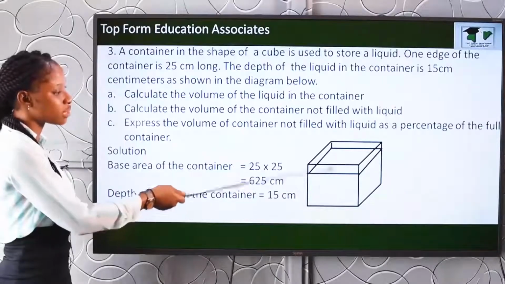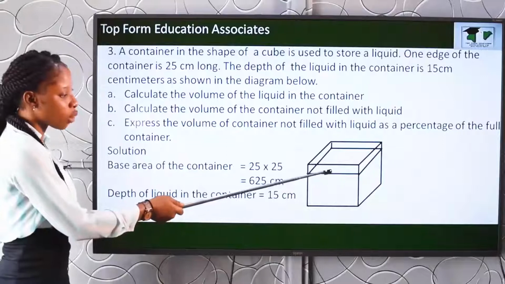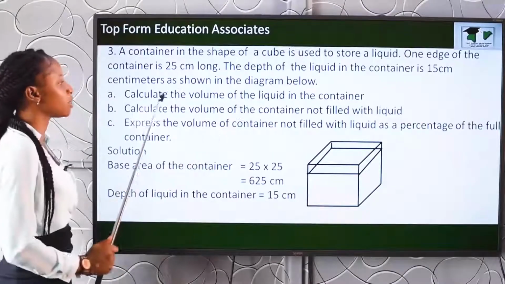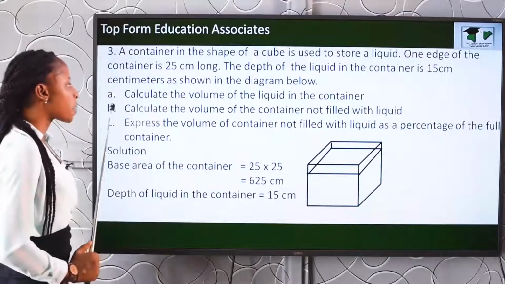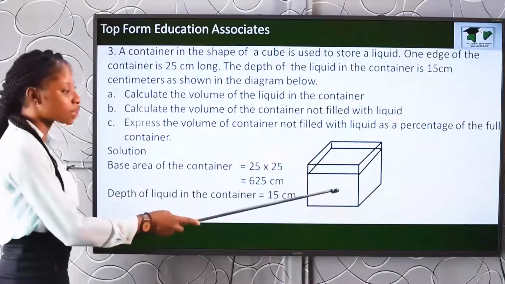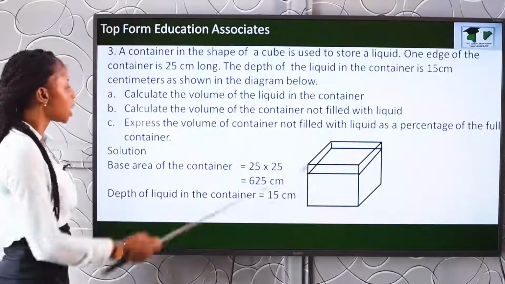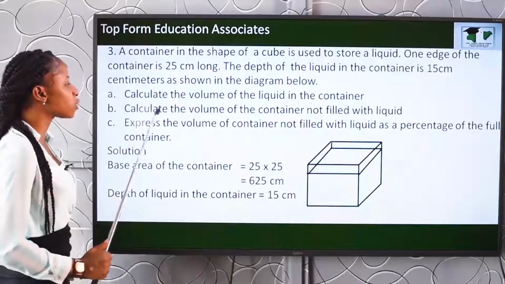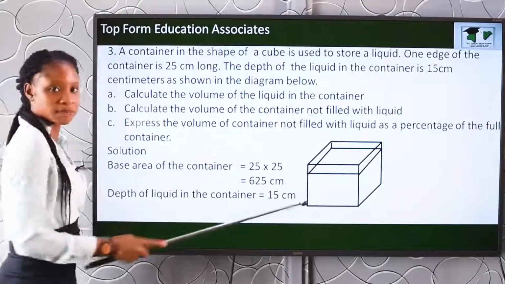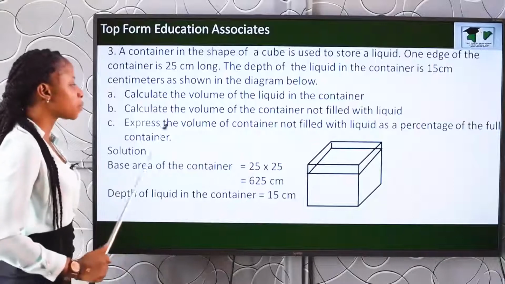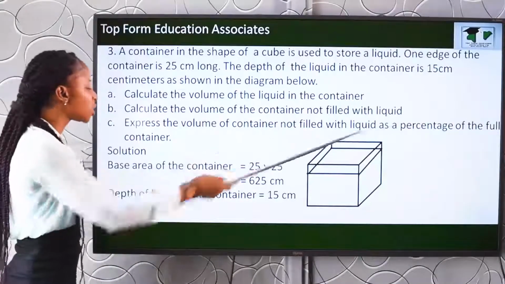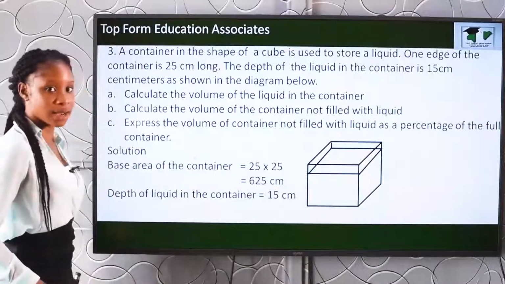This is 25 centimeters. And this is the length of the depth of the liquid. They said it is 15 centimeters. Now, A, we are asked to calculate the volume of the liquid in the container, that's the volume of this liquid having this depth. And B, we're asked to calculate the volume of the container that was not filled with the liquid. Now, C, express the volume of the container not filled with liquid as a percentage of the full container.